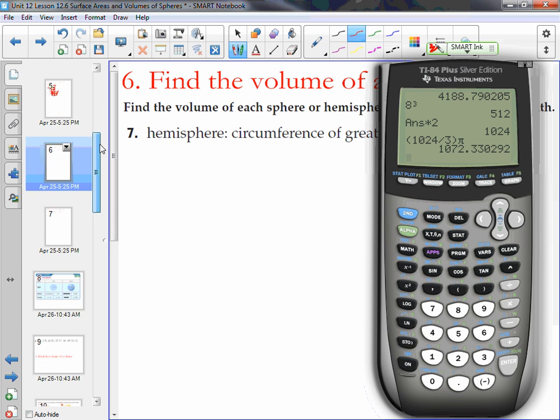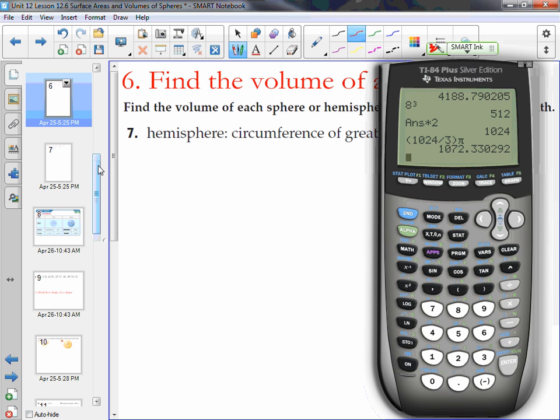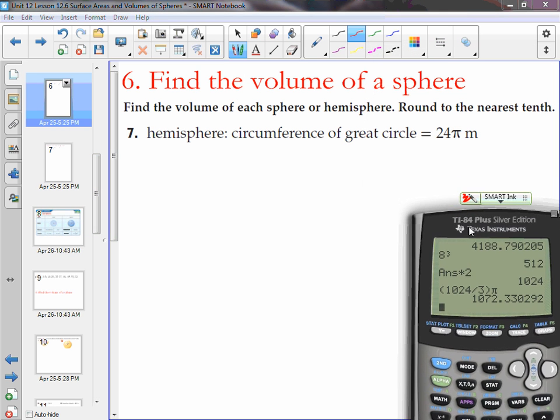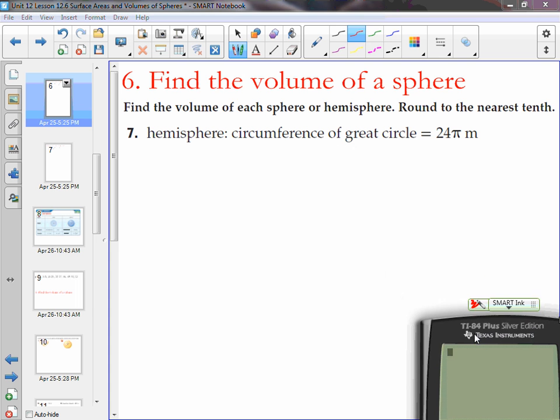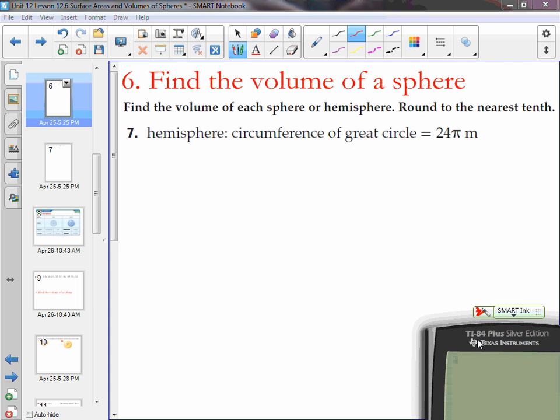Number 7. This time they're going to make us work a bit. We're going to find the volume of a hemisphere, and they don't tell us the radius. They also don't tell us the diameter. But they do tell us the circumference of a great circle.